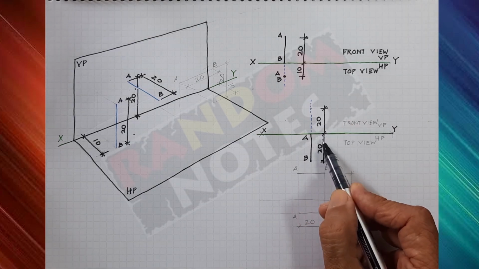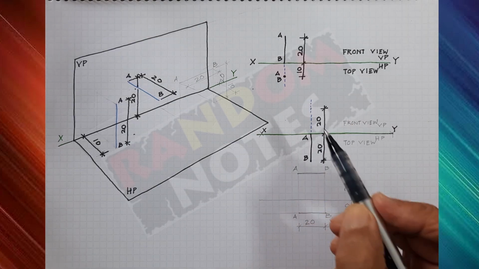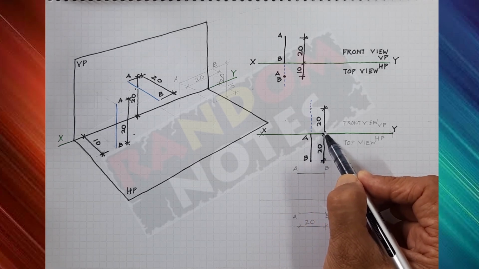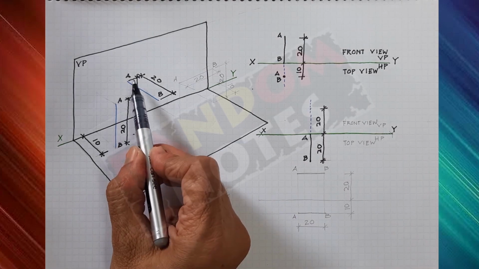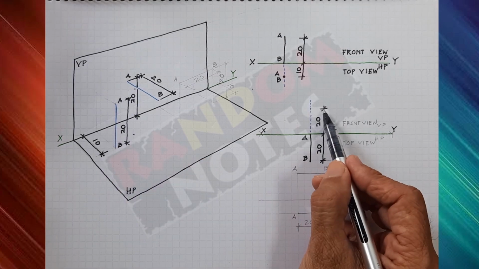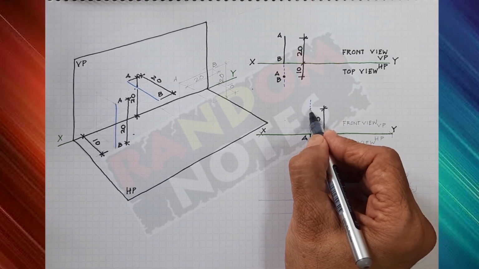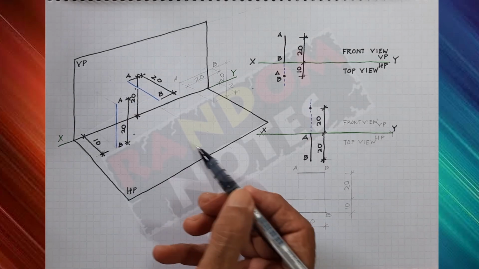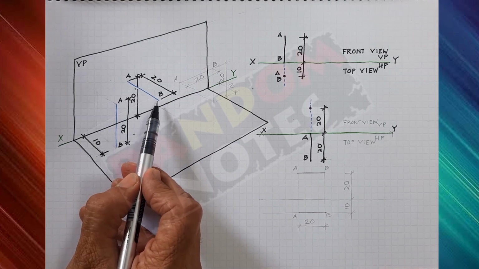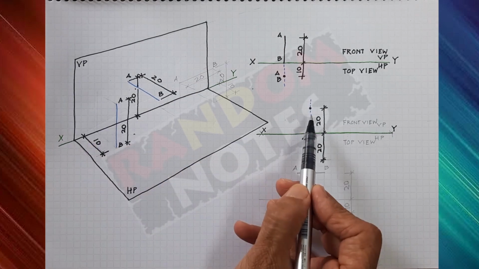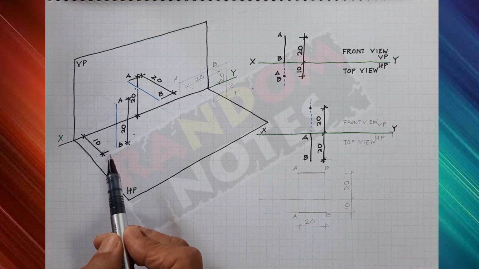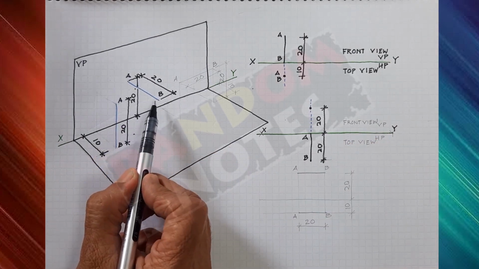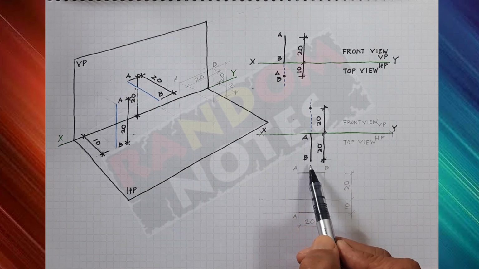This line is 20 mm long. This line is 20 mm above the horizontal plane. So I took a 20 mm dimension, took projection, and this is where the front view, looking from this side, I will see B and A overlapping. Therefore, I will have a point here. In my top view, I will look down, I will see point A and B as a line here.